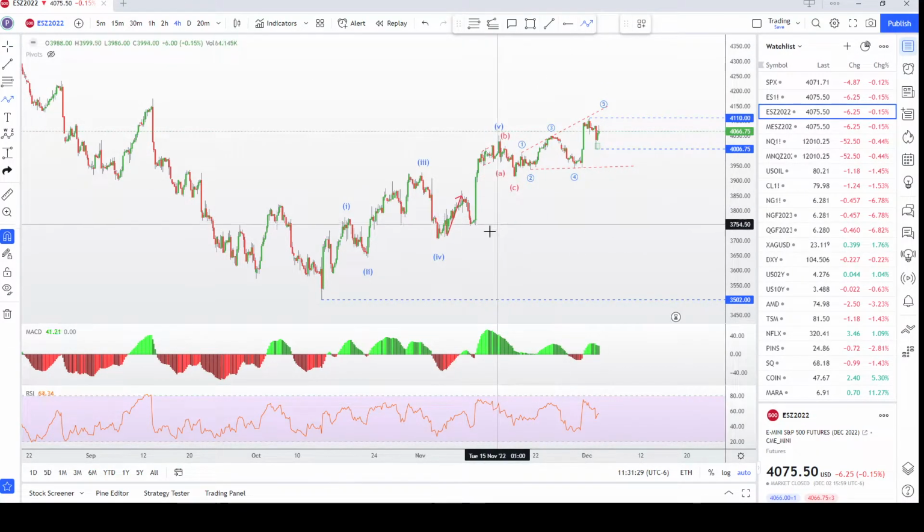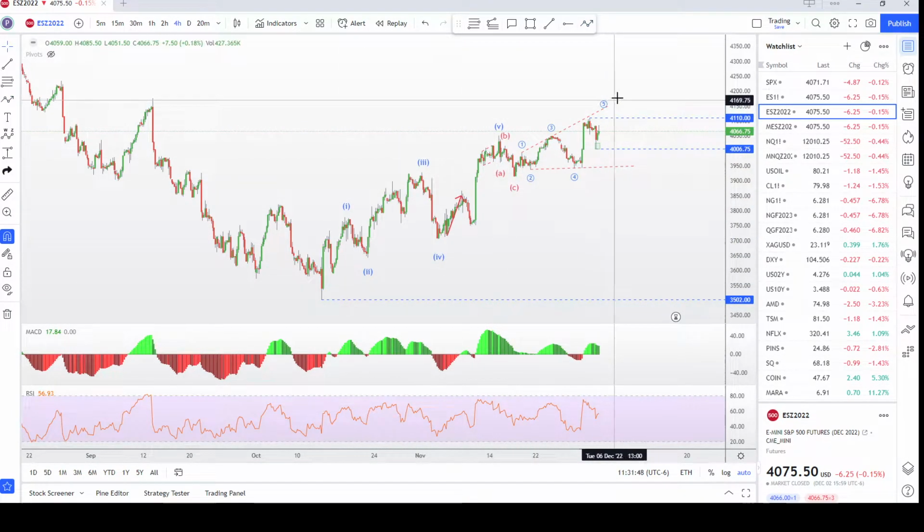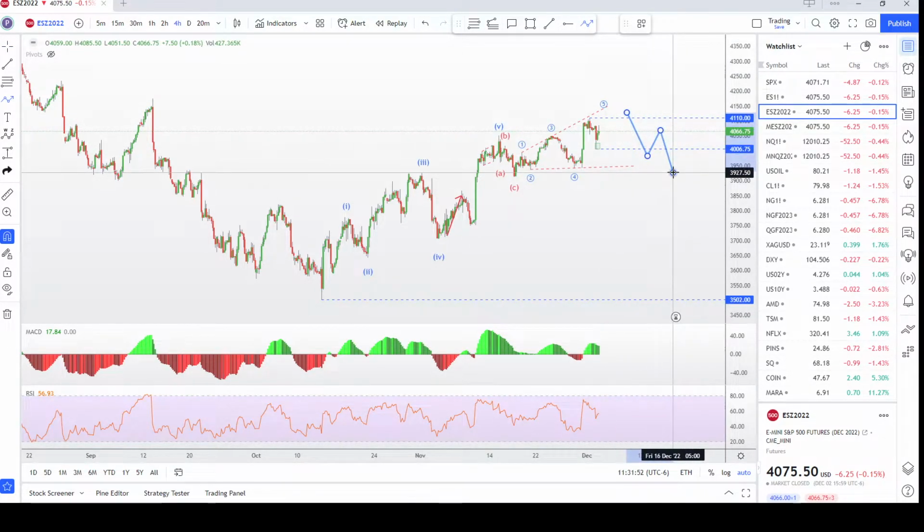So bears are going to look at this and go, all right, you got your leading diagonal, shallow correction, ending diagonal up here, and that'll all be just part of the leading diagonal. That'll be 1 of a leading diagonal. So 1, 2, 3 for 1, and then you'll get a 3 wave correction for 2, and then you'll go up for 3, 4, and 5 still.